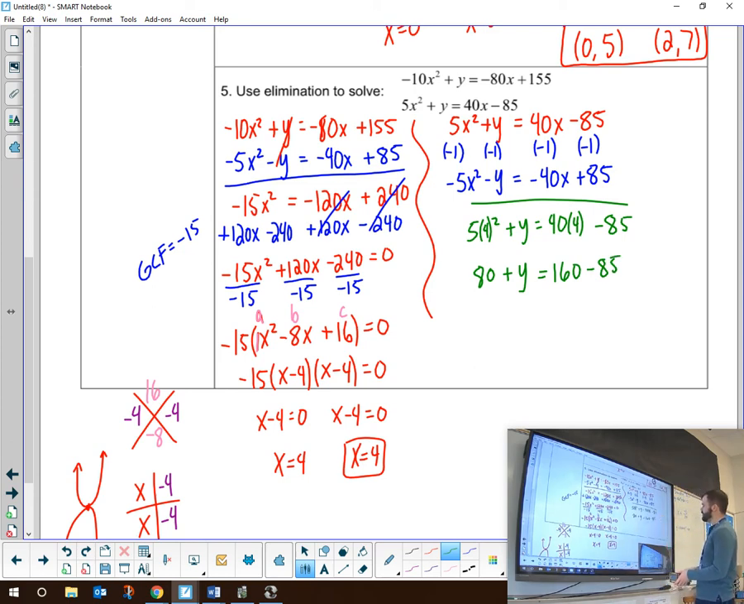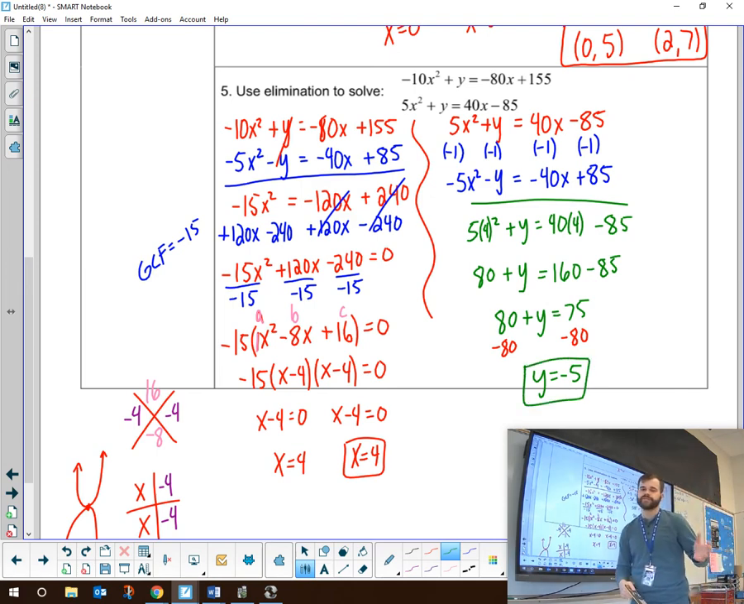Okay, so now it's super easy. 160 minus 85 is 75. Minus 80 to both sides. And we get our answer here of y equals negative 5. So my x equals 4, my y equals negative 5. We only have to do it once because we only have one answer for x.